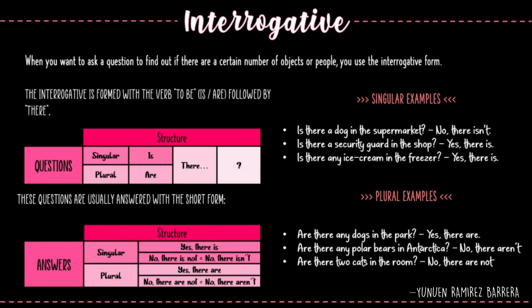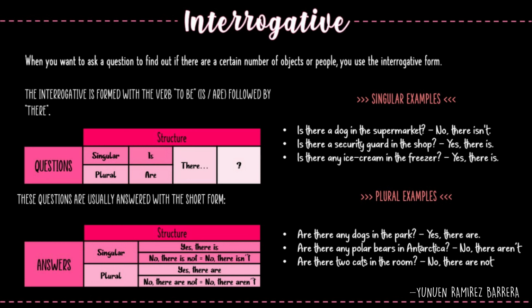Singular examples. Is there a dog in the supermarket? No, there isn't. Is there a security guard in the shop? Yes, there is. Is there any ice cream in the freezer? Yes, there is. Plural examples.